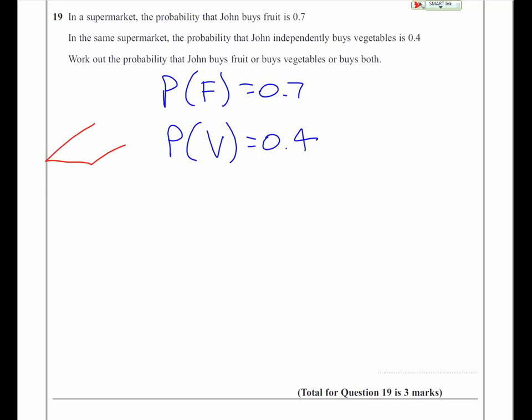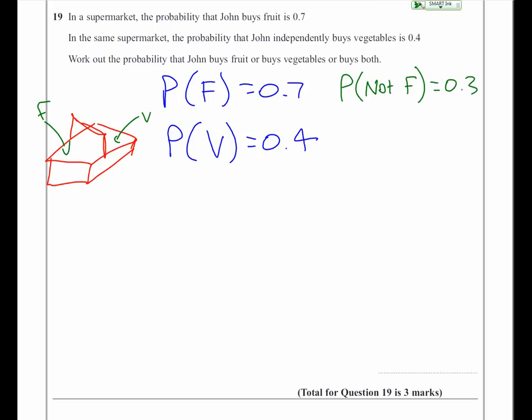So you can imagine his shopping trolley. Okay, he might be chucking in some fruit, he might be chucking in some vegetables, he might be chucking in both, or he might not be chucking in any. So we need to think about the probability of not fruit. Well, if it's 0.7 of fruit, take it away from 1 to get 0.3 of fruit. Not fruit, other way around. Probability of not vegetables, 1 minus 0.4 is 0.6.